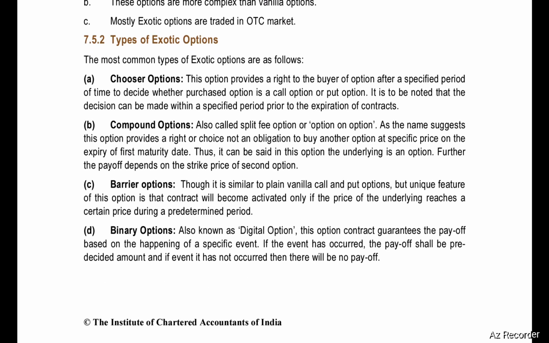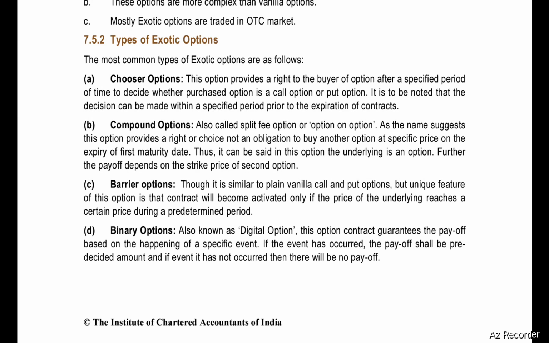First one, chooser options. This option provides a right to the buyer of the option after a specified period of time to decide whether purchased option is a call option or put option. It is to be noted that the decision can be made within a specified period prior to the expiration of the contracts.